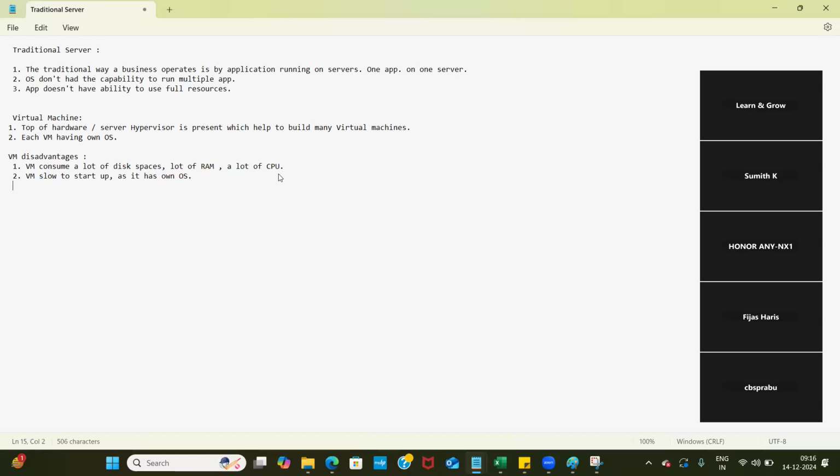The third important point, and also a pain point for the organization, is what? Tell me. Each VM has a separate OS. Each VM requires a license for each operating system.